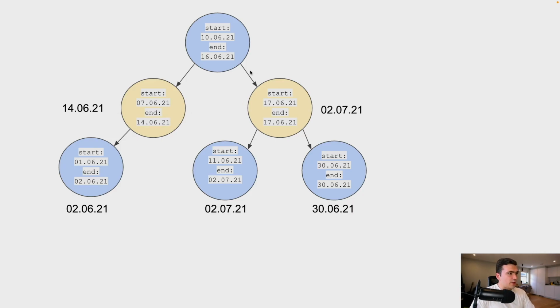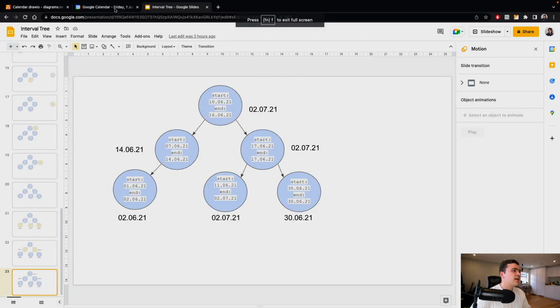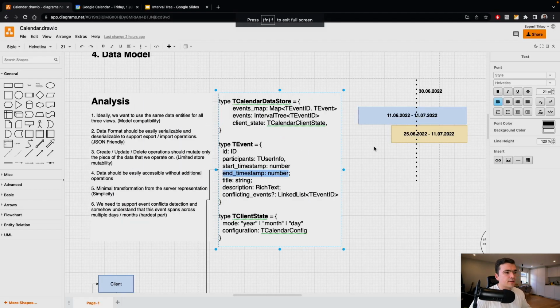Now we need to find the maximum date of the root node. We compare these two dates, and we see that the 2nd of July is the maximum one, and we place it here. Now the interval tree is constructed, and we can use it to conduct efficient searches. Let me show you how that works with an example. I'll return to Draw.io.